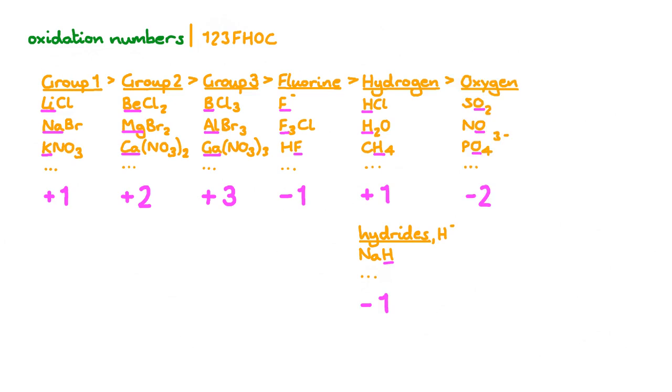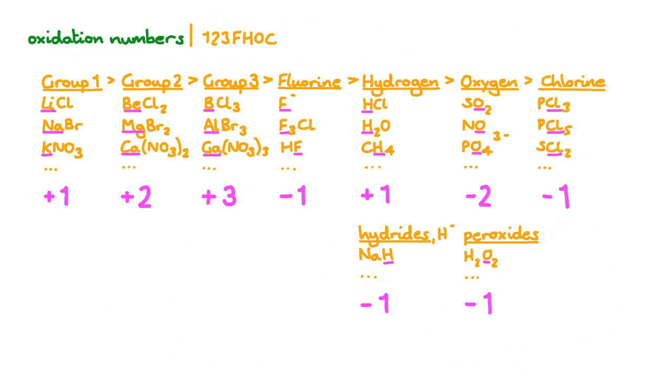Next is the oxygen rule, which says generally oxygen in compounds will have an oxidation number of -2, except in peroxides where we see an oxidation state of -1. And the C in 1,2,3 FHOC isn't for carbon, it's for chlorine.